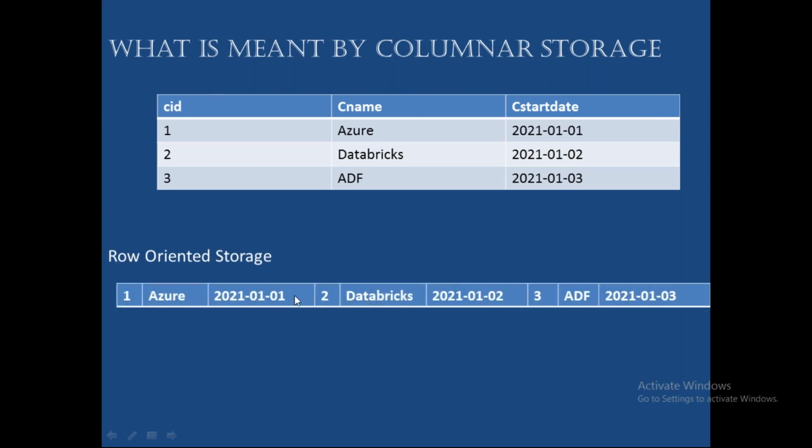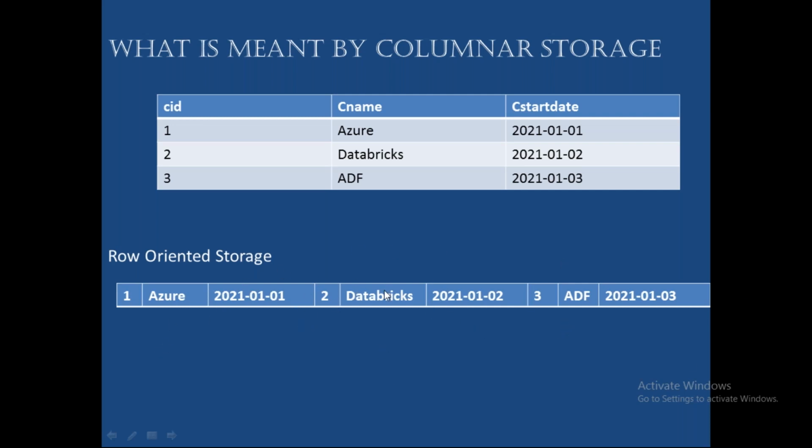1 Azure 2021, 2 Databricks 2021-01-02, 3 ADF. So how is it storing? Row by row. First row, next row, next row. Now, if I want to get only course names, what are the courses available? When you query for the course names, one course is here, another course is somewhere here, another course somewhere here. So it needs to search the entire data to identify where these course names are available.